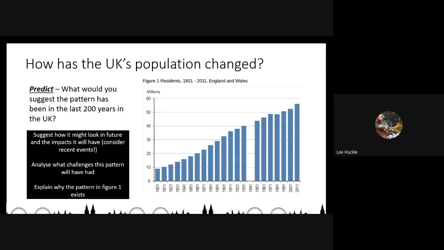Now, what you'd have then discussed and analysed were these questions in the black box. Suggest how it might look in the future and the impacts that it will have. Analyse what challenges this pattern will have had back in time, currently and in the future. And also explain why the pattern in figure 1 exists. Why has the UK's population increased from 1801 to 2011?